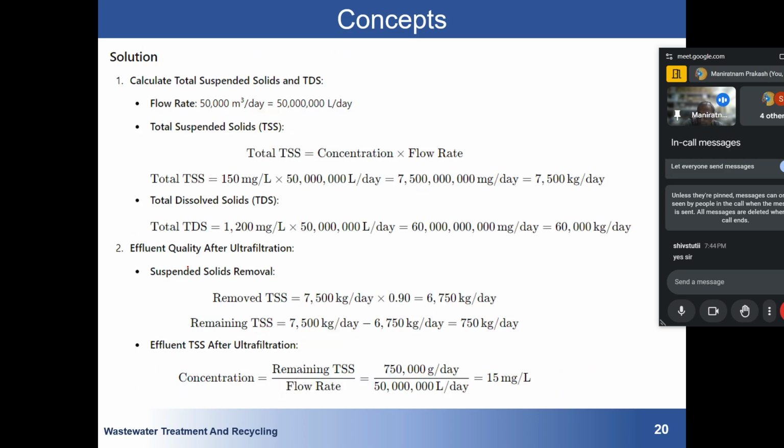Now the effluent after ultrafiltration, where suspended solid removal is 90%. Whatever is coming into our system we multiply by 0.9, and this much is removed. The remaining TSS going to reverse osmosis is 750 kg per day. All the rest has been removed. So the effluent TSS after ultrafiltration is 50 milligram per liter going to the next unit, that is reverse osmosis.